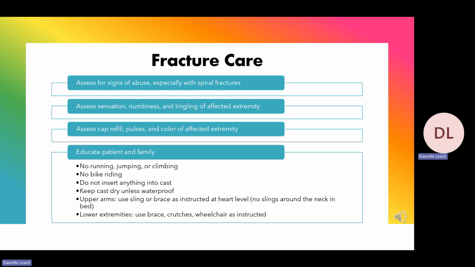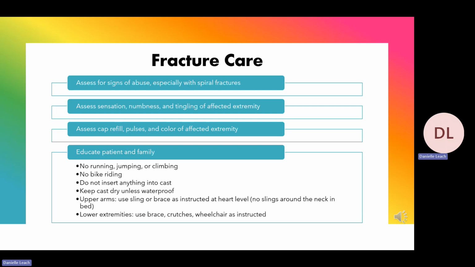Things like no running, jumping, or climbing, no bike riding. Of course, this depends on where their broken bone is, but in general, we want them to stay safe and not do anything crazy to re-injure themselves. We want to make sure that they're not inserting anything into the cast. Casts typically get very itchy, and kids want to put things down into them to scratch their skin, but we don't want them to do that because they can cause some type of tissue injury to their skin and an infection.